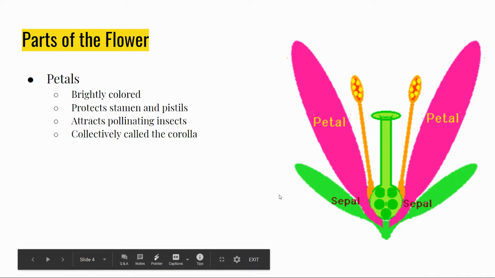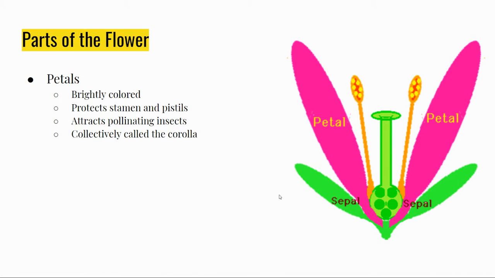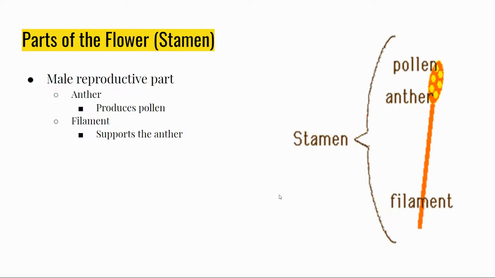Petals, we all know what petals are. These are the brightly colored parts of the flowers. They are also used for protection of the stamen and pistils, and it attracts pollinating insects with their scents and the colors. And collectively, they're called the corolla. All right, so the stamen is the male reproductive part of the flower, and it is made of the anther and the filament. So the anther is the top part, which is where the pollen is produced, and the filament is the support structure for the anther.